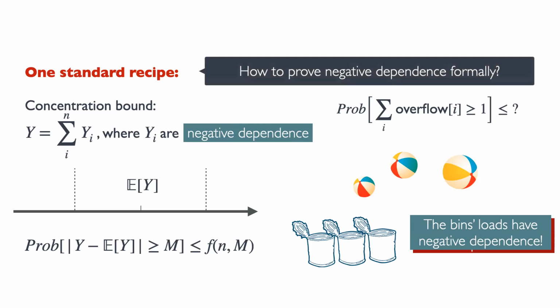So mainly my talk is about how to prove this negative dependence relation formally, this intuitive notion that if we have more balls in one bin, we have less in the other.